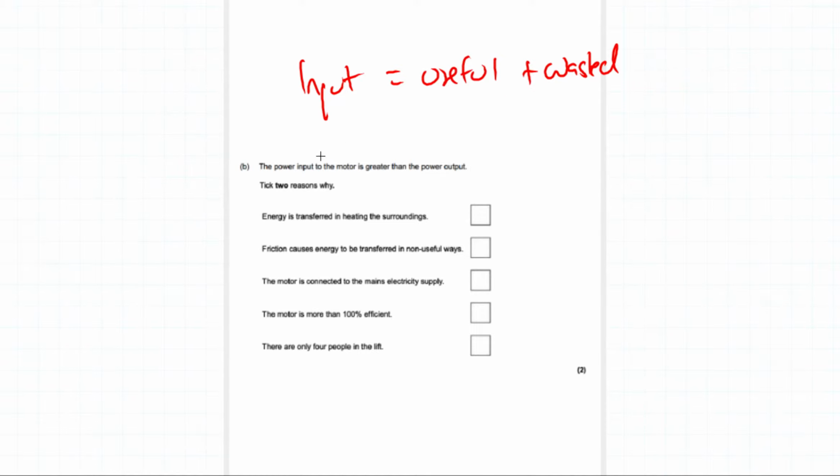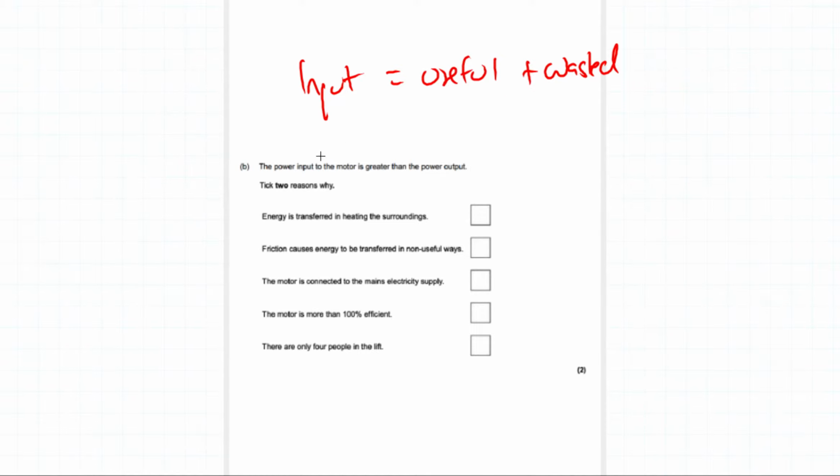The motor is connected to the mains electric supply. This is factually correct, but it's not correct for the question. The question is looking for why the input is greater than the output. That doesn't tell us anything. It just says that it's connected to electricity, but it still may be 100% efficient, or the electricity might go to moving the lift. So in this situation it is wrong. Nothing can be more than 100% efficient, so that's incorrect.